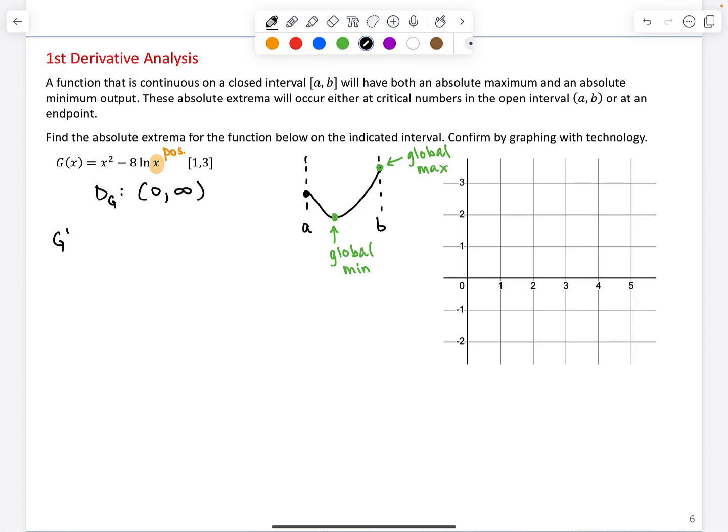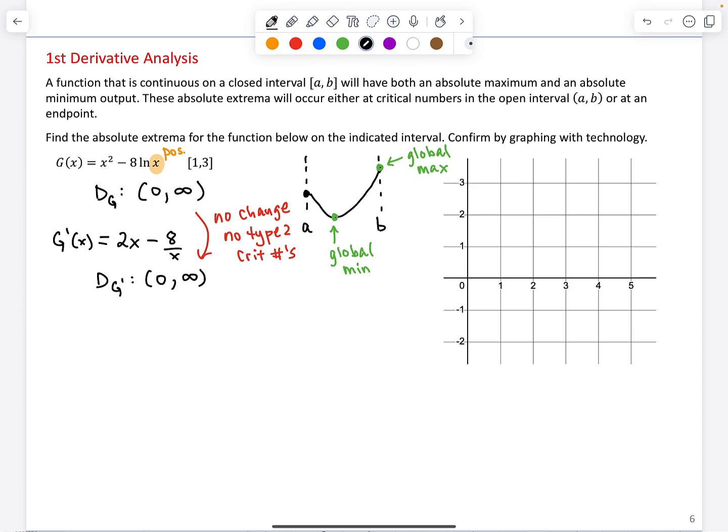Now let's find G prime. The derivative of x squared is 2x, minus 8 times the derivative of natural log of x, which is 1 over x. So I'll put this 8 over x. The domain of G prime is still 0 to infinity. Now it's tempting to say that 0 is the only restriction in G prime, but you never want to expand the domain of G into a larger domain for G prime. The domain of G prime must always be some subset of the domain of G. It can either be equal to the domain of G or become smaller. You should never make the domain go larger when you find the derivative. So the only restriction is that x can't be 0 here, which wasn't in the domain of the original function anyway, so there's no change, meaning no type 2 critical numbers.